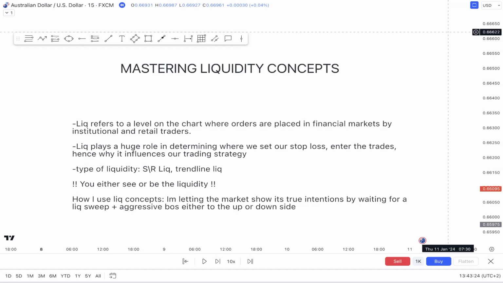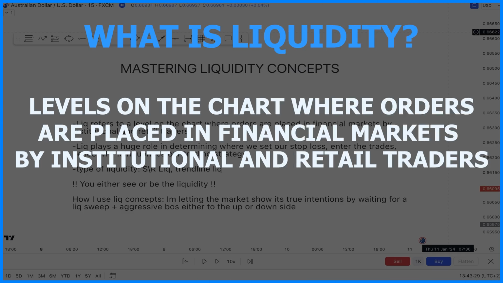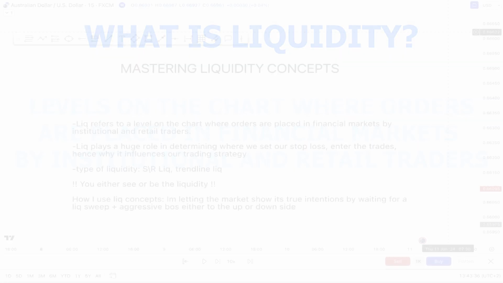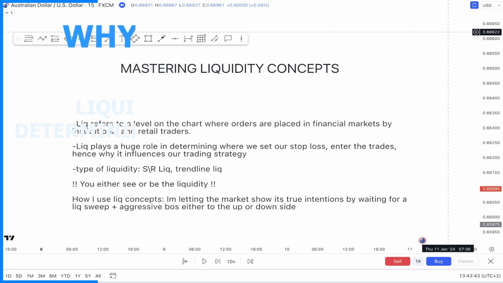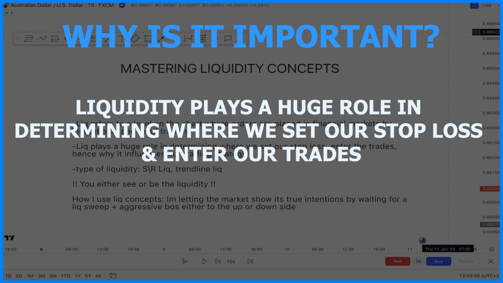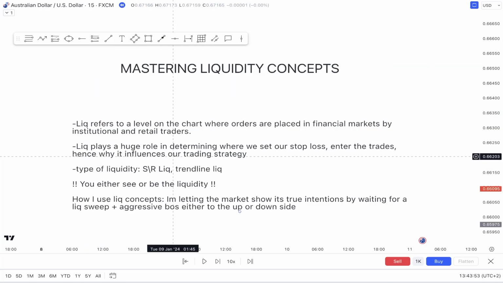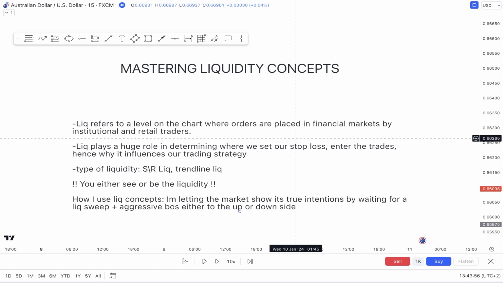Alright, so what is liquidity? Liquidity refers to a level on the chart where orders are placed in financial markets by institutional and retail traders. That right there is a short definition of liquidity. Now, why is liquidity important, you might ask? Well, liquidity plays a huge role in determining where we set our stop loss and enter the trades, hence why it ultimately influences our trading strategy. So this is exactly why liquidity is so important.